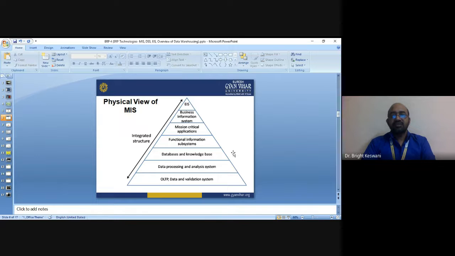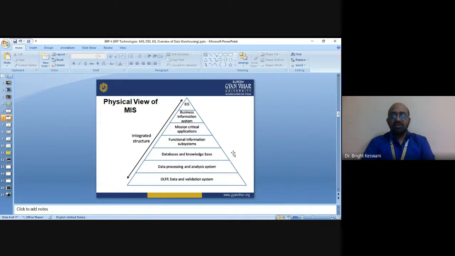So EIS is again at the top, then business information system, mission critical applications, functional information subsystems, databases and knowledge base, data processing and analysis system, OLTP, data and validation systems are the other integrated levels of this physical view of MIS.